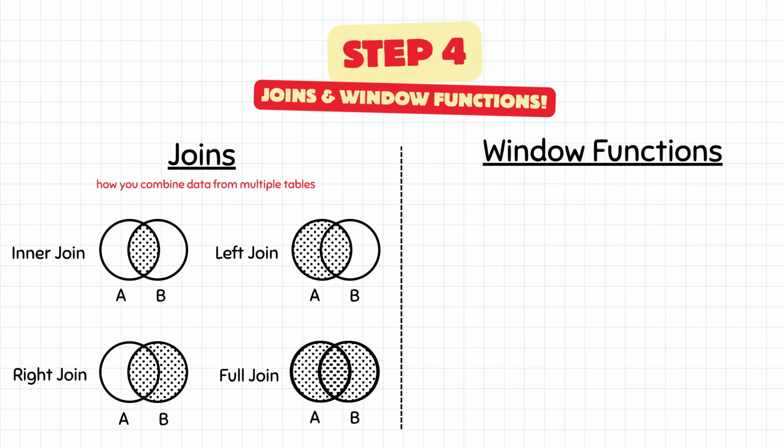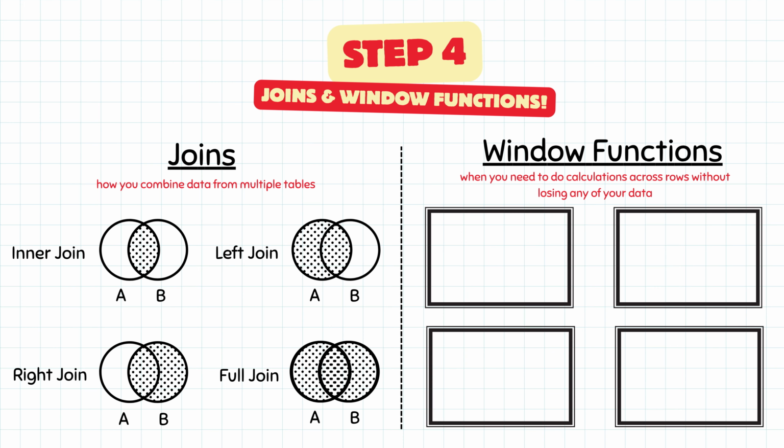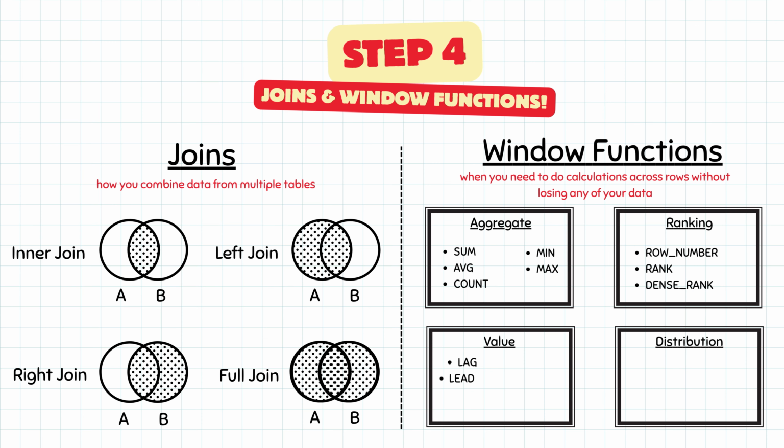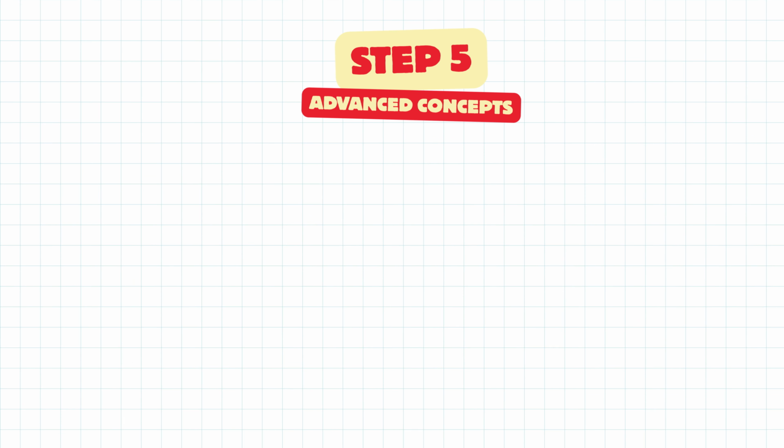Window functions are for when you need to do calculations across rows without losing any of your data. Unlike group by, which collapses everything into 1 row per group, window functions let you keep every row while still running calculations across them. Think ranking, running totals, period over period comparisons. That's window functions. And just like joins, there are different functions for different use cases, so spend time going through each one. Once joins and window functions feel solid, here's where you level up.